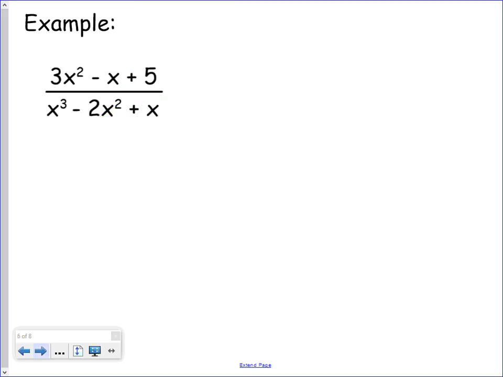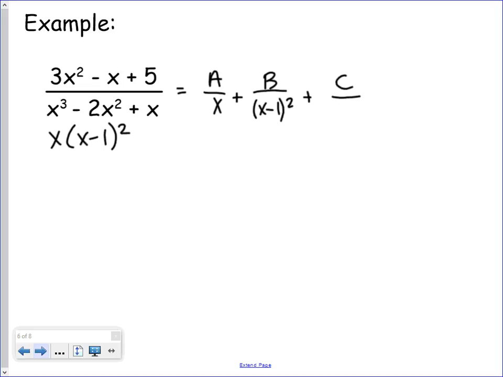Okay, next example is the second example from the warm-up. 3x squared minus x plus 5 over x cubed minus 2x squared plus x. And we have already set up the first two steps. Ethan gave us the factors in the denominator. x times x minus 1 squared. And then we wrote that out as a over x plus b over x minus 1 squared. And since that's a repeated factor, we have to include c over x minus 1 to the first, which is just x minus 1.